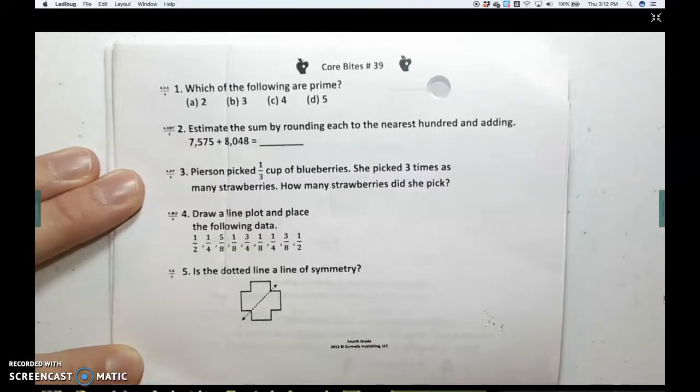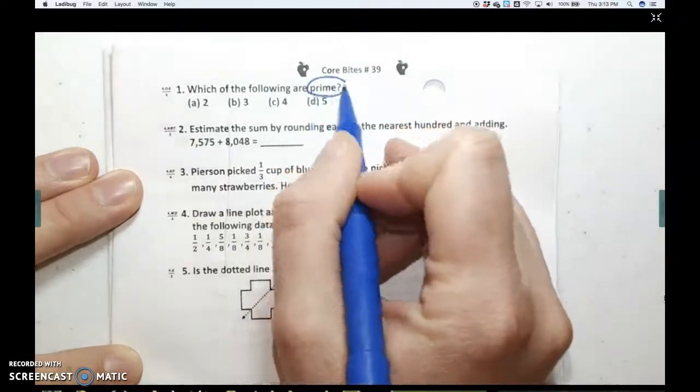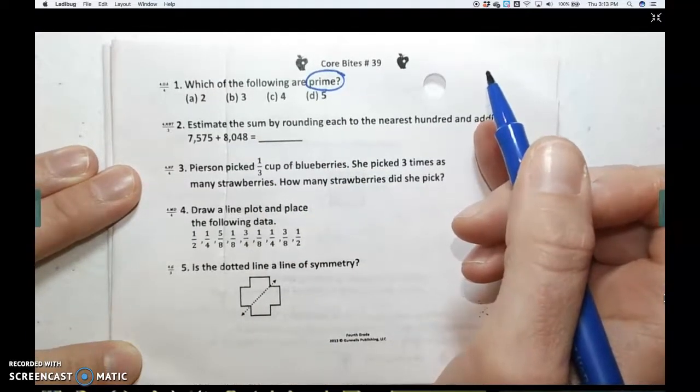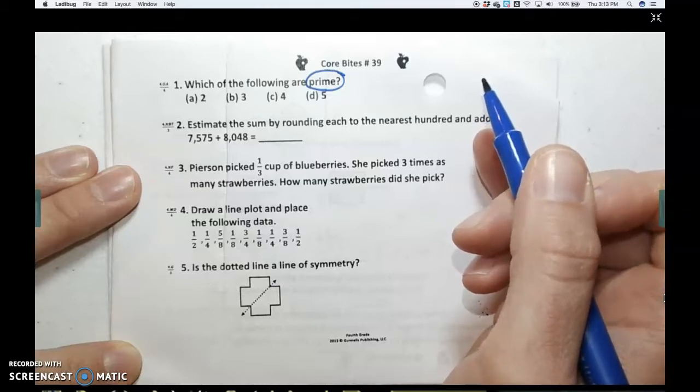So up here, it says number 1, which of the following are prime? So you've got 2, 3, 4, and 5. You have different numbers, and you could have more than one answer for this one. So if you look at it, you see the word prime. Prime means that you can only multiply 1 and the number to get that number and no other number. It only has those two factors.